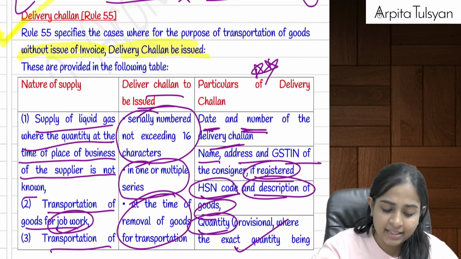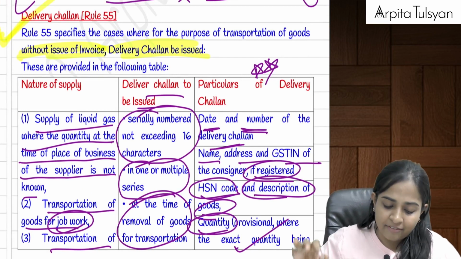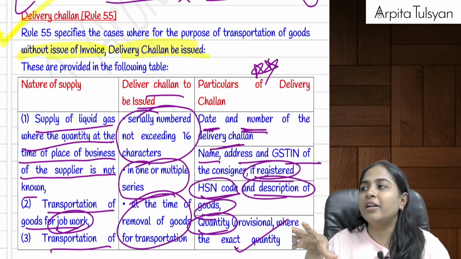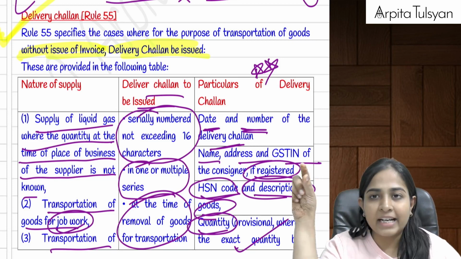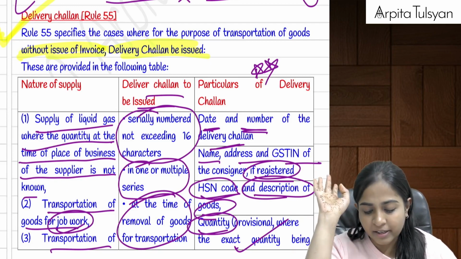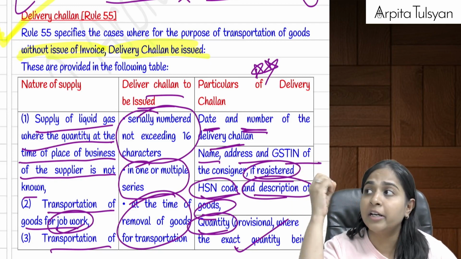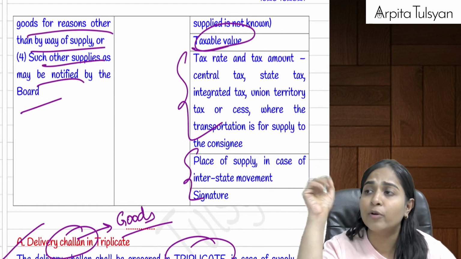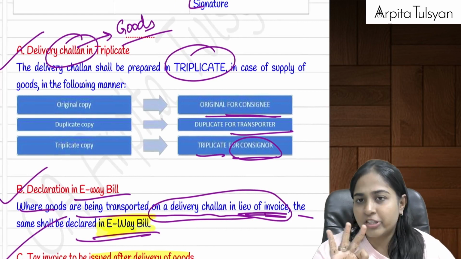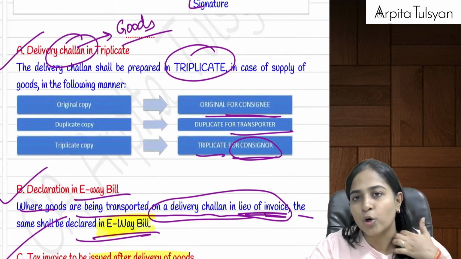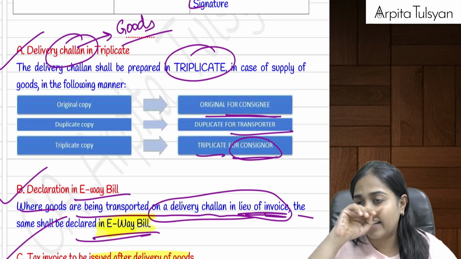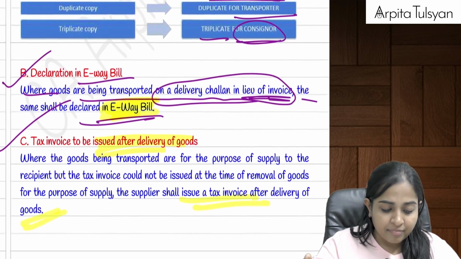The delivery challan will be issued at the time of removal of goods for transportation, and it will include a serial number. What all will be written in the delivery challan? Right from the top, the date of issue, the number of the delivery challan, consignor and consignee details, HSN, description of goods, place of supply, quantity, taxable value, tax rate, and signature. Basic details will be mentioned in this delivery challan. Again, it will be for goods only, not for services. There will be 3 copies: original for the consignee, duplicate for the transporter, and triplicate for the consignor. Are you clear with this?